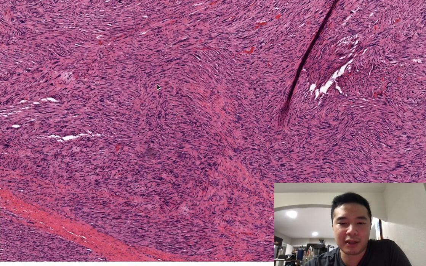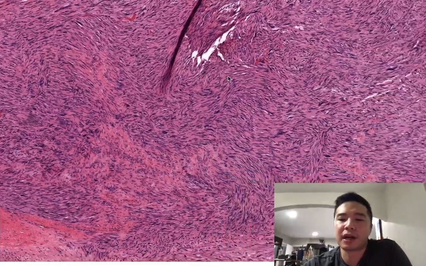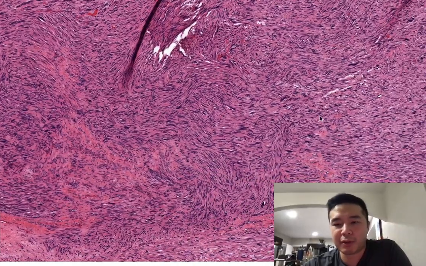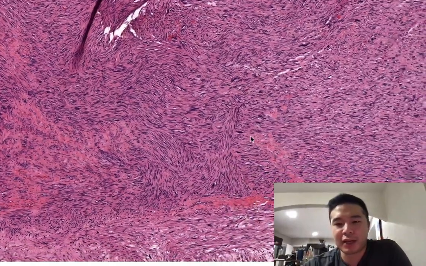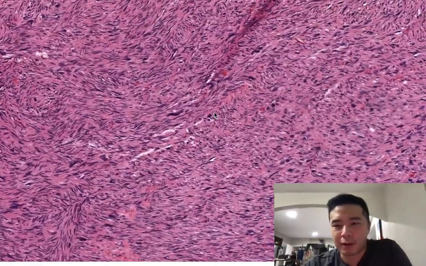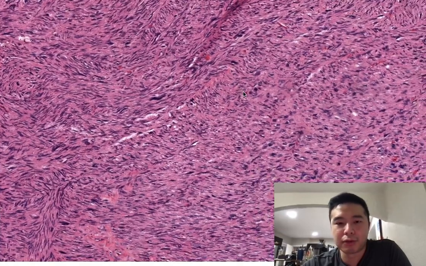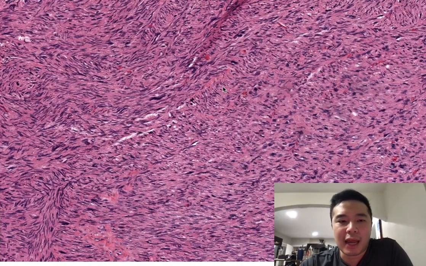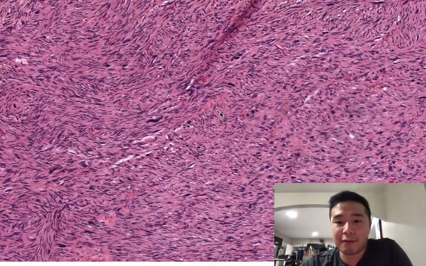But in this case, this has gone bad. It has undergone a lot of genetic mutations that have increased its replicative capacity, and it looks anaplastic. It looks very atypical, with very high N/C ratios.